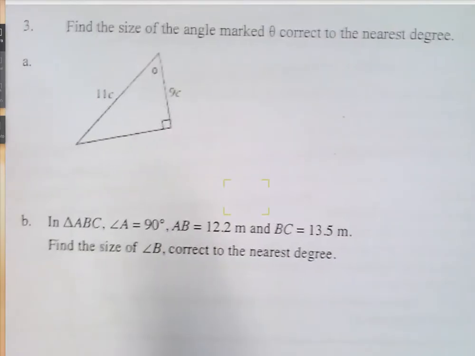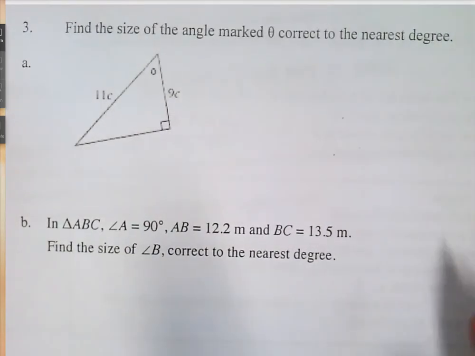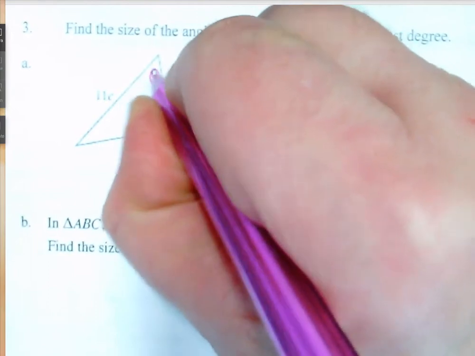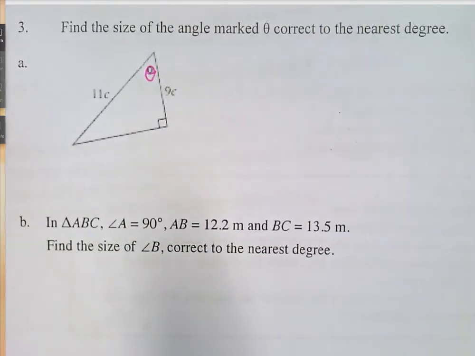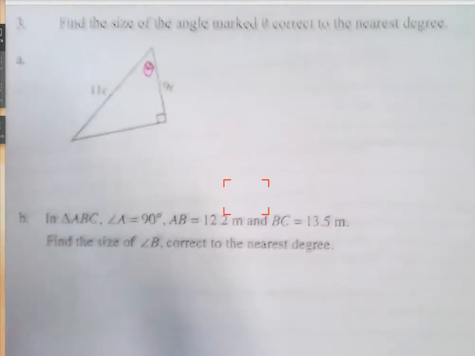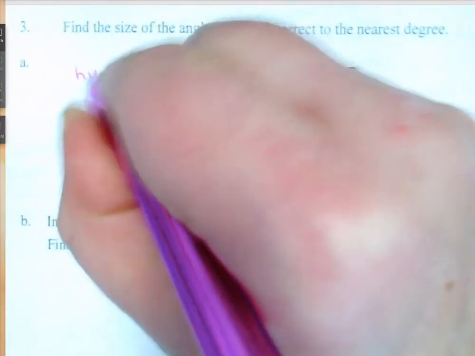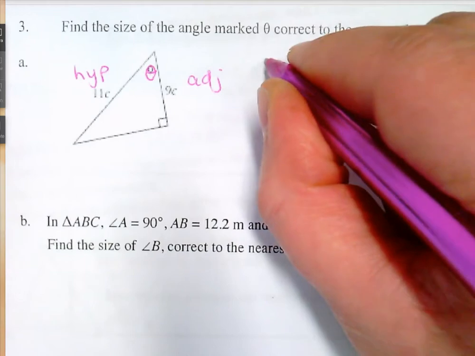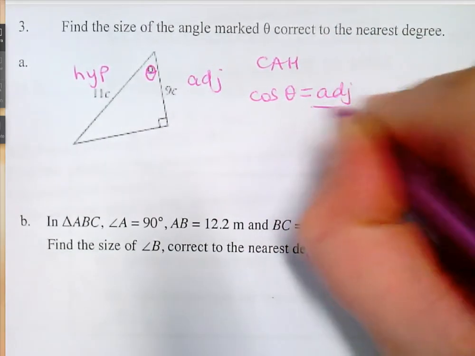Question 3A. You girls can answer. Find the size of the angle marked theta. That would be this angle here. Correct to the nearest degree. And I know that you've got 9C and 11C, but don't worry about that. Just mark your sides and do it as normal. How would you do this? You've got adjacent and you've got hypotenuse. So we've got CAH. Cos theta is adjacent over hypotenuse.